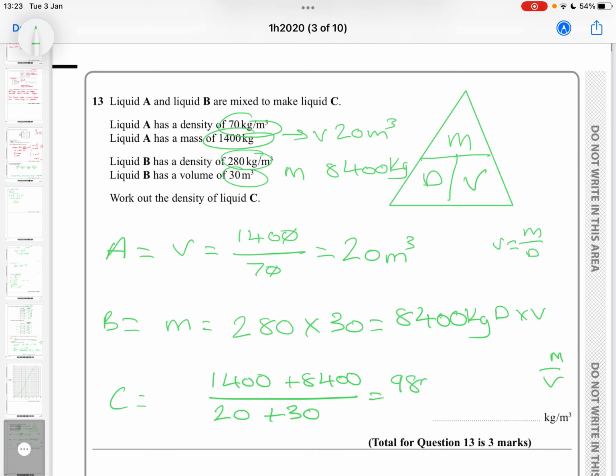So I need to do 9,800 and I need to divide that by 50. So we can cross a 0 off. And then I need to work out what is 980 divided by 5. Well, we do know it is 1,960 over 10 if you times both of them by 2. So your answer is 196.